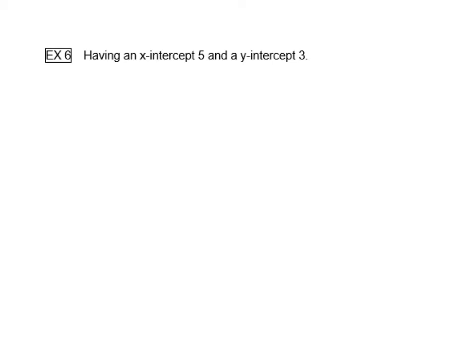Alright, now we're going to write an equation that has an x-intercept of 5 and a y-intercept of 3. So again, let's take a look at what this looks like. An x-intercept of 5 means you're going to go over 5 on the x-axis, and that's where the x-intercept is. The y-intercept is 3, so we're going to go up 3, and our line is going to go through those points.